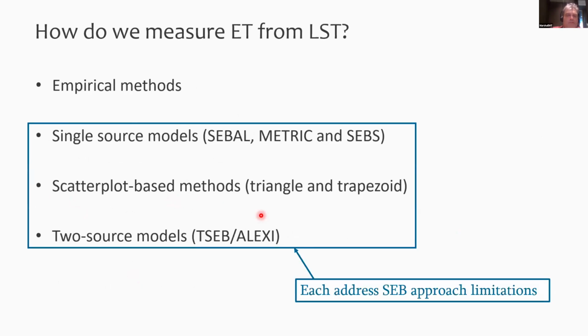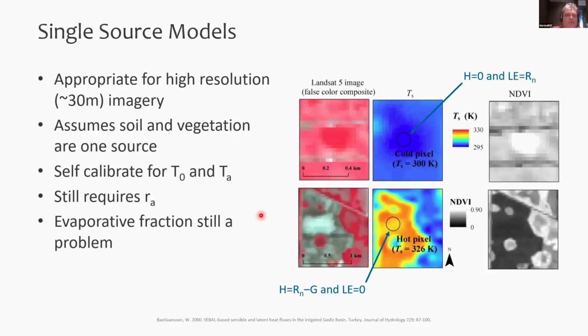So I'll focus mostly on these three, which are the most commonly used. And they each uniquely address uncertainties in the SEB approach to estimating sensible heat and latent heat. So the single source methods, SEBAL is probably the most common. METRIC is a commercial version, basically, of SEBAL. And what it does is it uses pixels within an image to calibrate this difference between land surface temperature and air temperature. And I show a nice illustration here of that process.